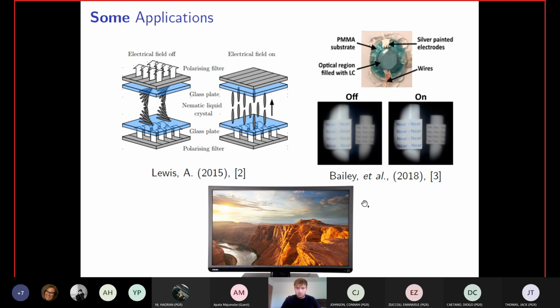And then finally, the most well-known and biggest application of liquid crystals is for liquid crystal displays. This includes things like TVs, laptop displays, phones, calculators, watches, etc.